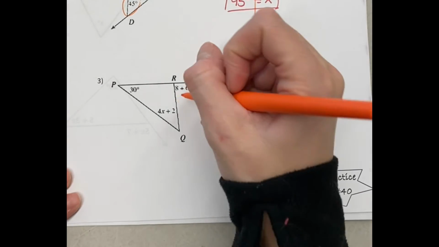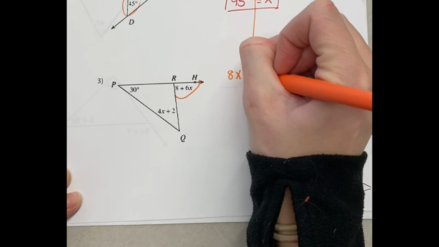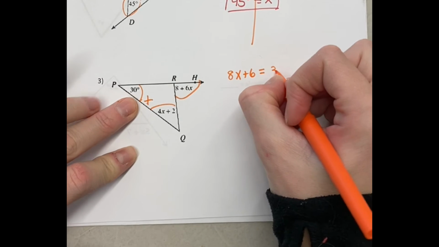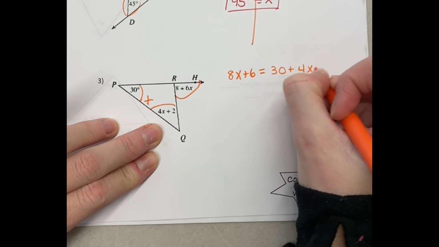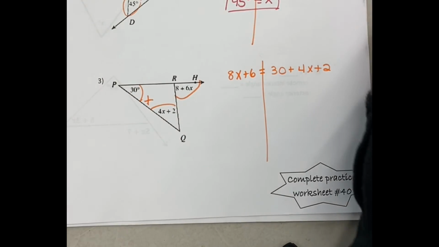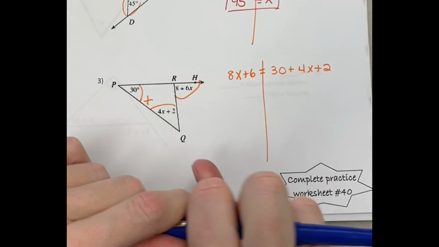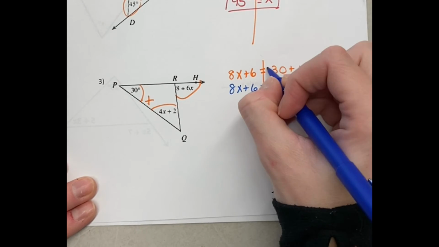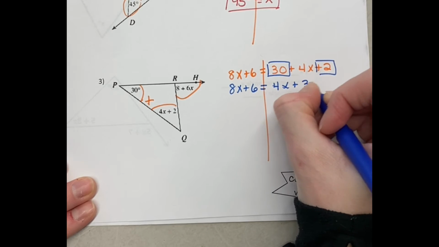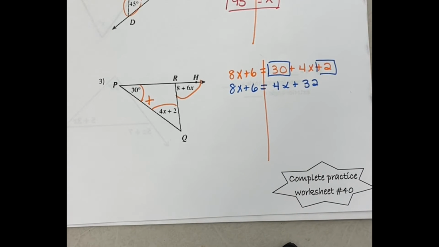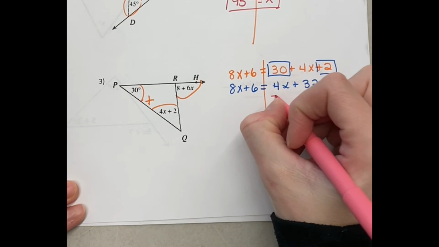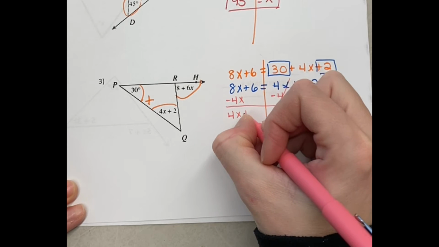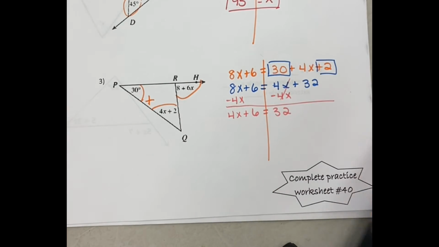Looking at number 3, my exterior angle, 8x plus 6, is equal to the sum of the two interior ones. So 30 plus 4x plus 2. So now this is a little more complex to solve. We're going to look to combine like terms. So on this side, I have 4x plus, I'm going to combine 30 and 2 to give me 32. Then I need to move my variables to one side. So I'm going to subtract 4x on both sides.